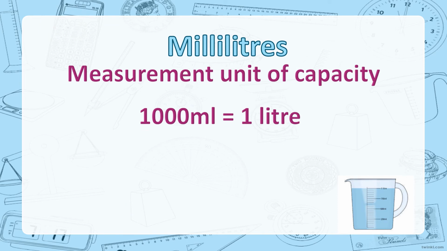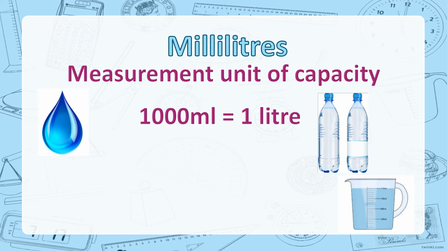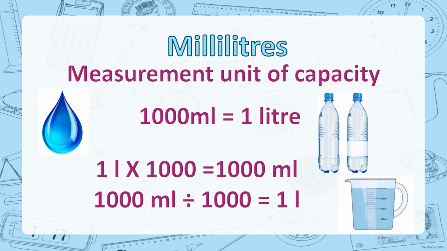Now on to millilitres. Millilitres are a unit of capacity. The base unit is a litre, and again we have the prefix milli, meaning 1/1000th of a litre. So it takes 1000 millilitres to equal 1 litre. A millilitre is roughly the size of a raindrop, and a litre is roughly 2 small bottles of water. To convert litres into millilitres, we have to multiply by 1000. And to convert millilitres into litres, we have to divide by 1000.